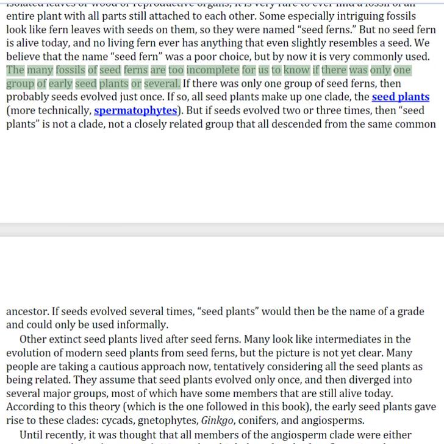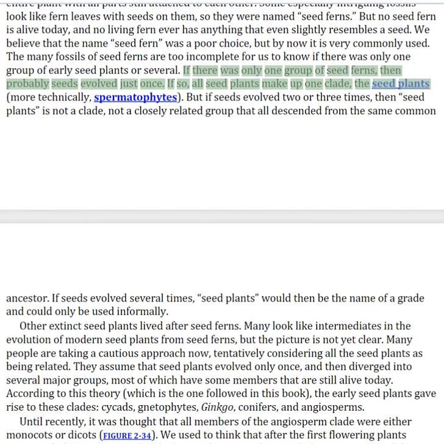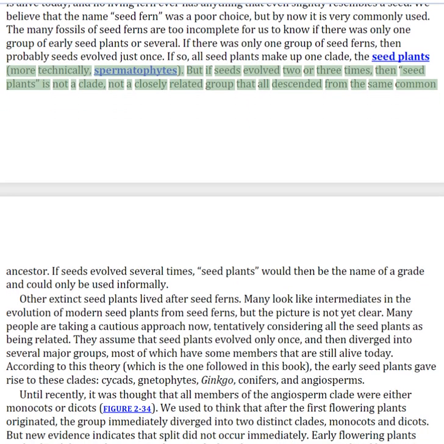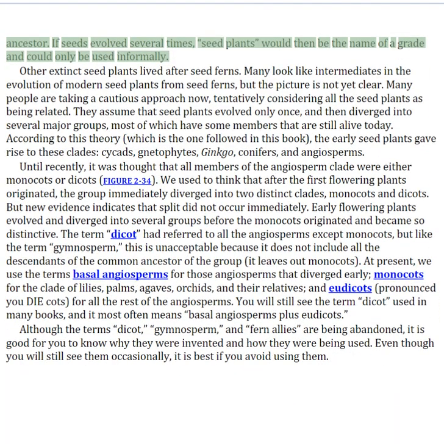The many fossils of seed ferns are too incomplete for us to know if there was only one group of early seed plants or several. If there was only one group of seed ferns, then probably seeds evolved just once. If so, all seed plants make up one clade, the seed plants. But if seeds evolved 2 or 3 times, then seed plants is not a clade, not a closely related group that all descended from the same common ancestor. If seeds evolved several times, seed plants would then be the name of a grade and could only be used informally.